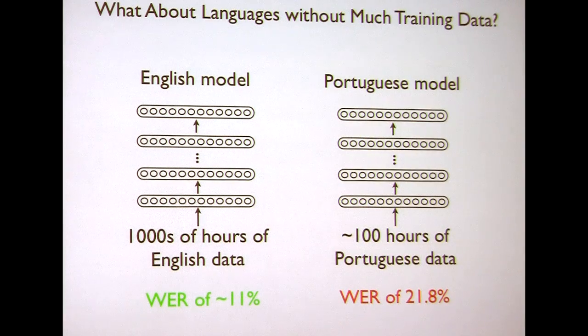So remember how I said we wanted to be able to combine lots of representations together for different tasks? Well, one example of a different task is I might want to be able to recognize Portuguese instead of English.